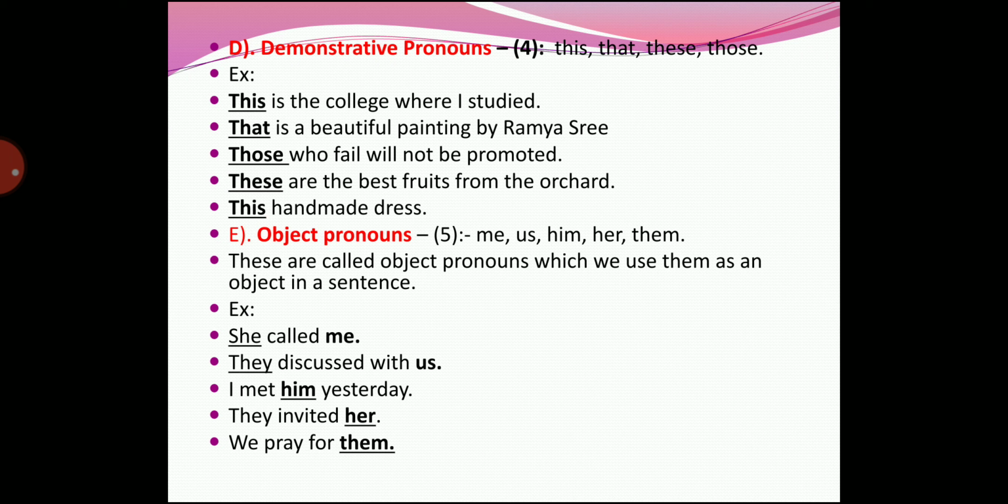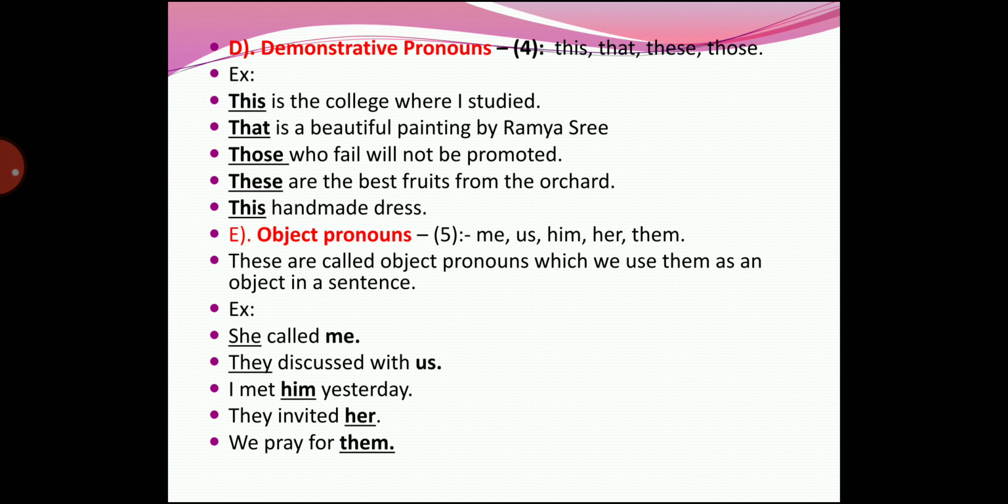Demonstrative pronouns show this, that, these, those. For example, this is the college where I studied. This handmade dress, okay, like this. So we have to use them as a subject in a sentence.